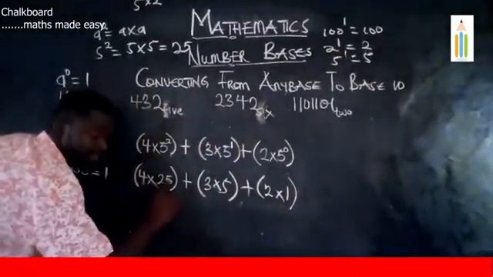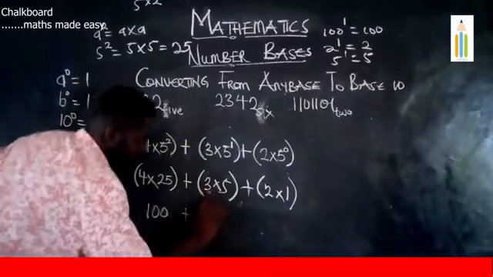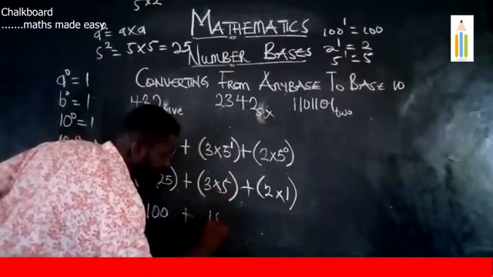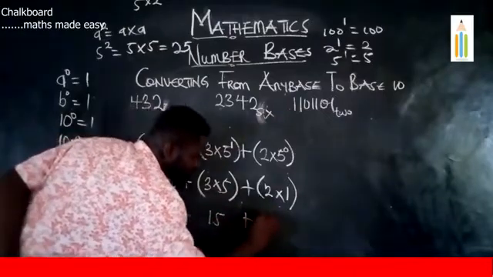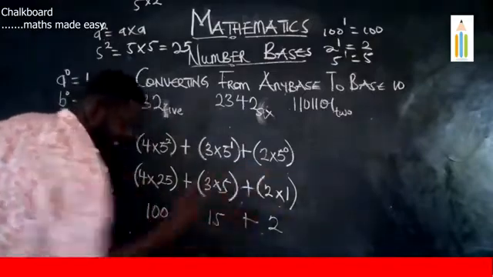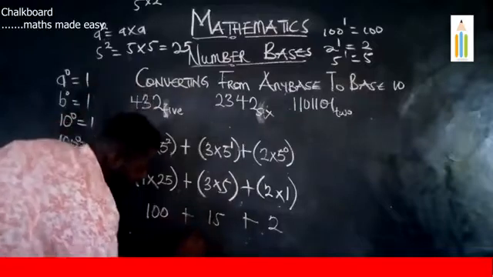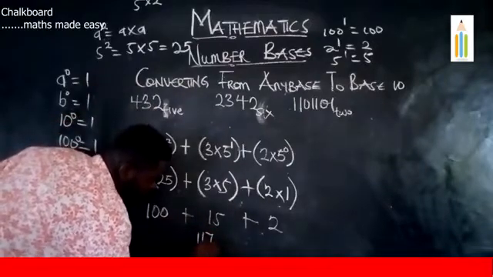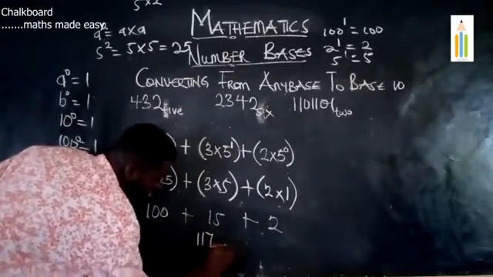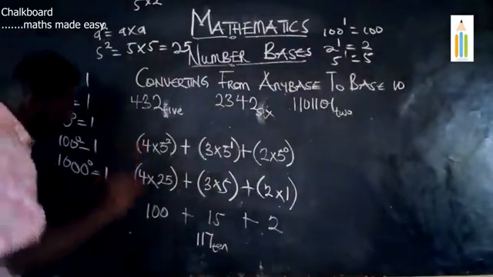So 4 times 25 gives us 100. Plus 3 times 5 gives us 15. Plus 2 times 1 gives us 2. So we add them. Now the multiplication is gone. So let's add them. 100 plus 15 is 115. Plus 2, 117. So we are getting 117 base 10. So now our final answer, this is our final answer.